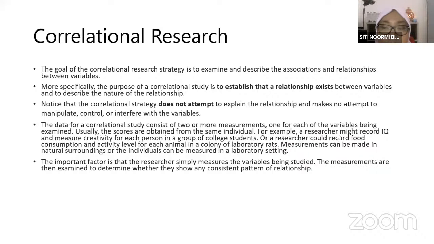For example, a researcher might record IQ and measure creativity for each person in a group of college students. Or a researcher could record food consumption and activity level for each animal in a colony of laboratory rats. Measurement can be made in natural surrounding or the individuals can be measured in lab setting. The important factor is that the researcher simply measures the variables being studied. The measurements are then examined to determine whether they show any consistent pattern of relationship.